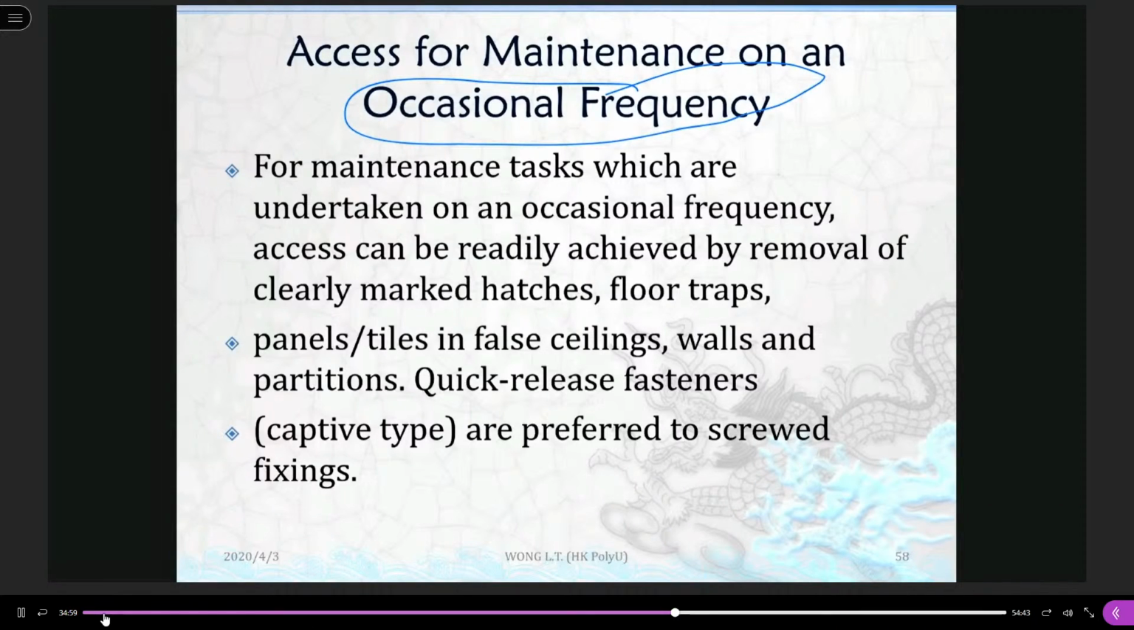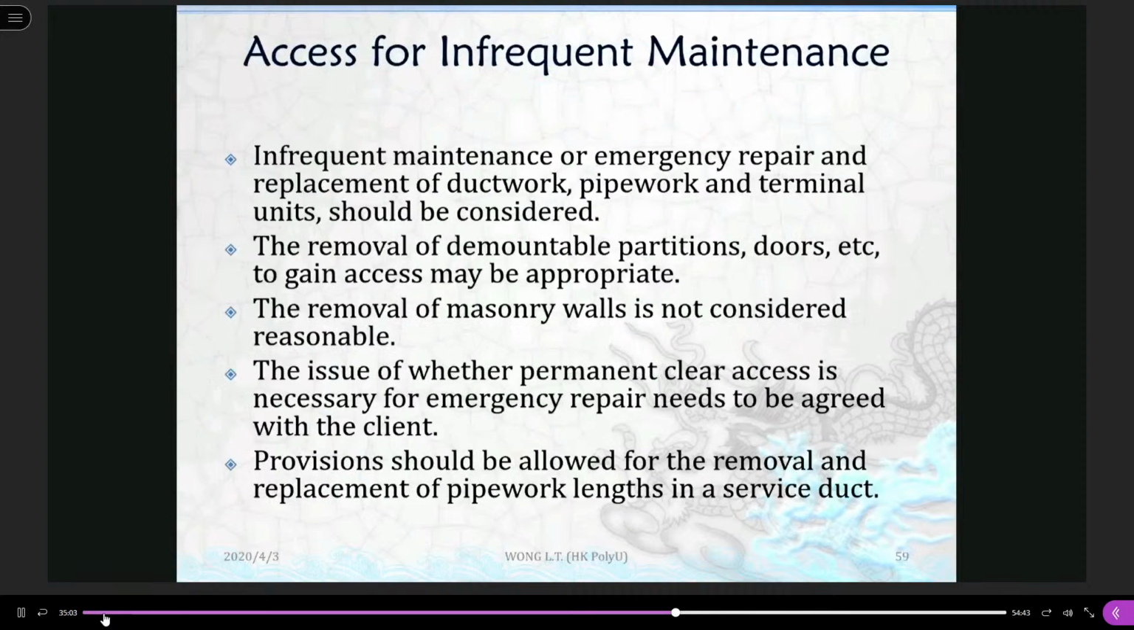All right, what is the difference for infrequent maintenance? For infrequent maintenance or emergency repair, replacement of ductwork, pipework, terminal units should be considered in that way. Here are some examples. The removal of demountable partitions and doors to gain access may be appropriate because this is infrequent, because it's emergency repair. This is considered suitable. The removal of masonry walls is sometimes not considered reasonable for maintenance, unless for very infrequent maintenance.